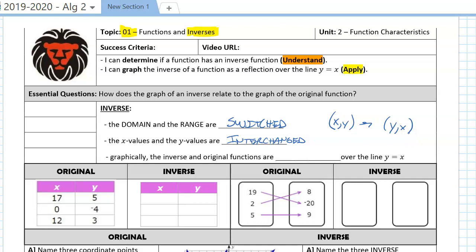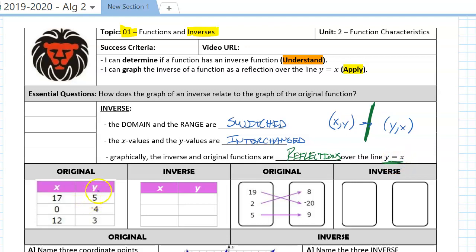Graphically, what this means is that the inverse and the original function are reflections over the line y is equal to x. And if you think about it, that's kind of what's happening here. If I put a mirror right in between there, we have x, y looking into the mirror, comes back out as y, x. They are mirror images of each other, reflections of each other over the line y is equal to x.